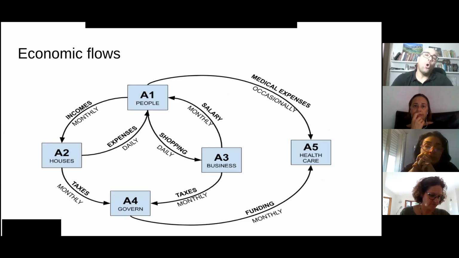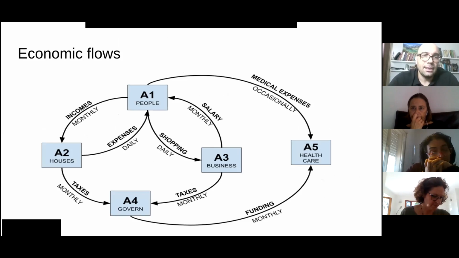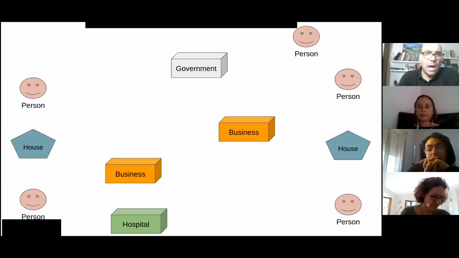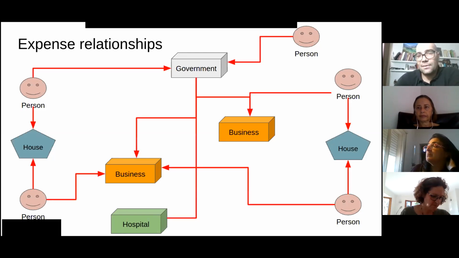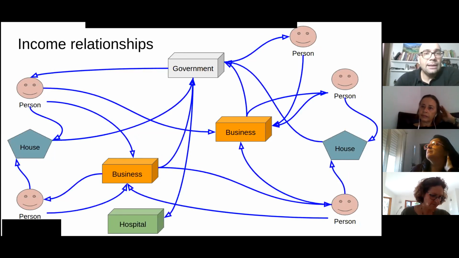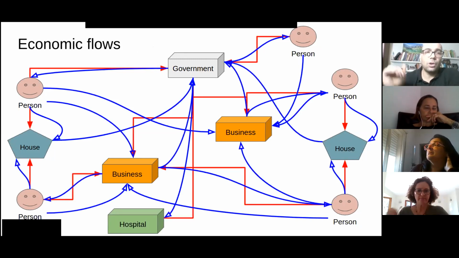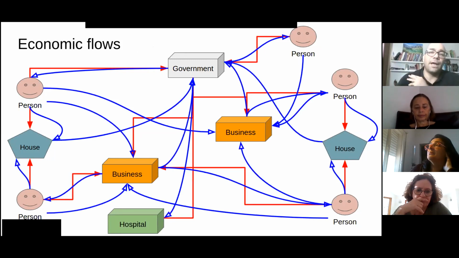And now we have complex economic flows between all kinds of agents. We have basically the income and expense transactions between each kind of agent. So coming back to our shared environment, we have several expense relationships, where agents are spending money, and income relationships, where the agents are earning money. Okay, so we have the complex economic flows between the several types of agents.